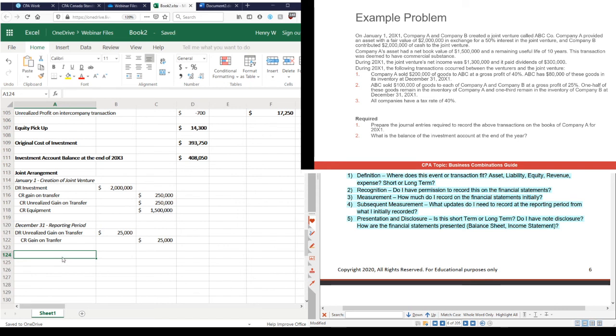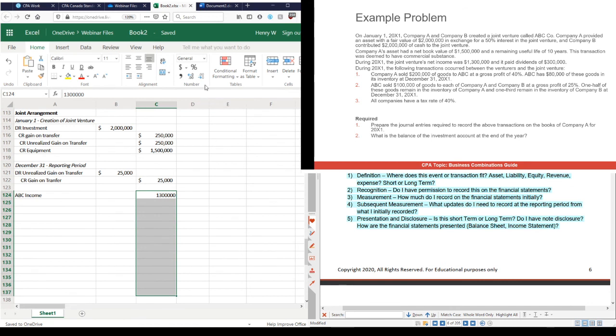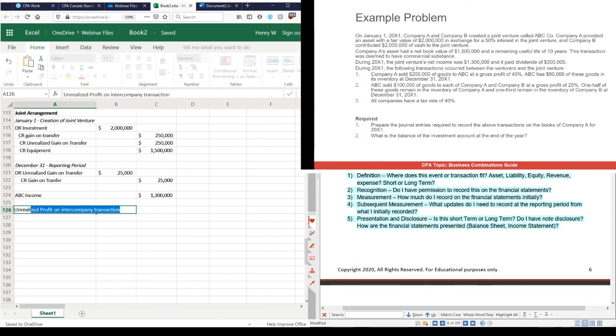Okay. Now, I kind of jumped the gun a little bit, but I want to make the calculation a little bit more transparent. So ABC's income. So I'm just going to write some stuff down. So 1.3. Let me write this down here. So this is on the creation. So unrealized after-tax profits.